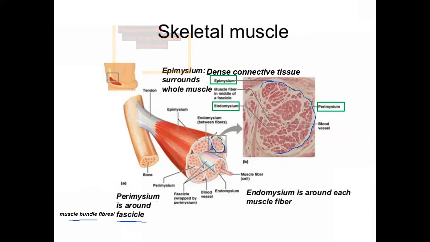Okay, so that is your perimysium. Here again, this is the perimysium. Right, next we have endomysium. Endomysium will be around each muscle fiber. So epimysium is around the entire muscle, the perimysium is around muscle bundles, and endomysium is around the muscle fiber. So where is endomysium?